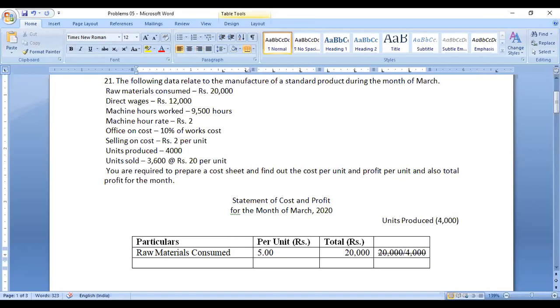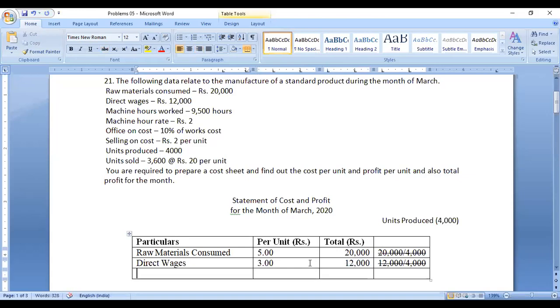And the next one, as per our cost sheet, we can move on to the direct wages. That amount is also 12,000 rupees. So again, 12,000 divided by 4,000. That amount is 3 rupees per unit.